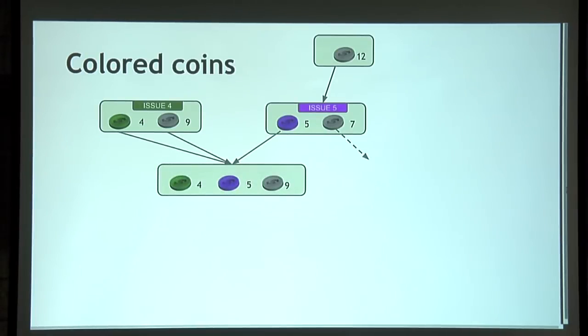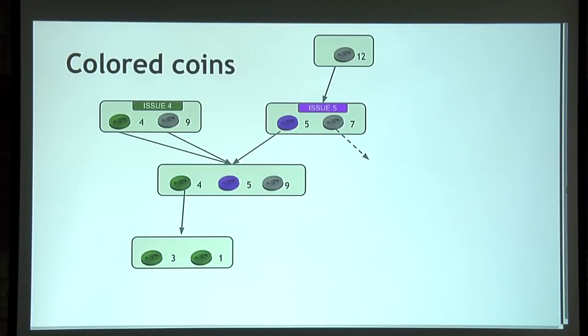And we can do all the normal things that we do with Bitcoin transactions. So we could have one Bitcoin transaction that takes several inputs, some green coins, some purple coins, some uncolored coins, and it shuffles them around and has outputs which maintain the color.